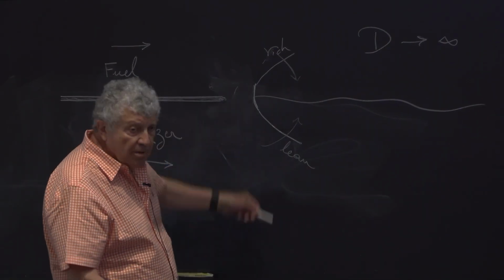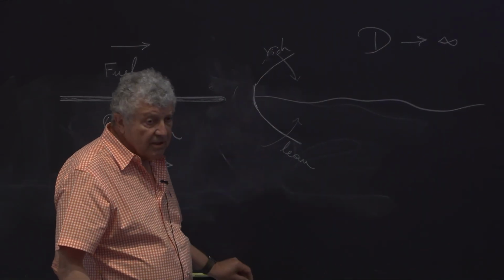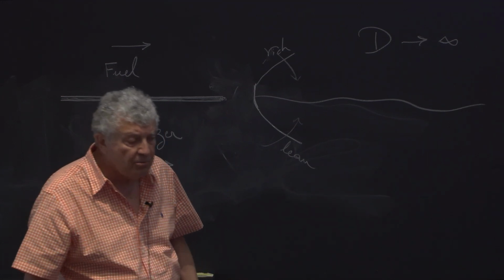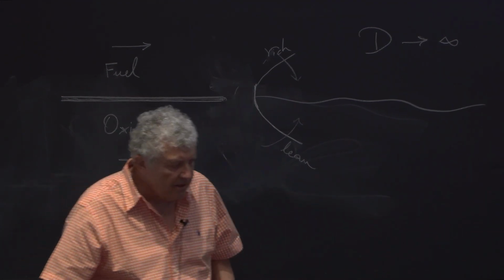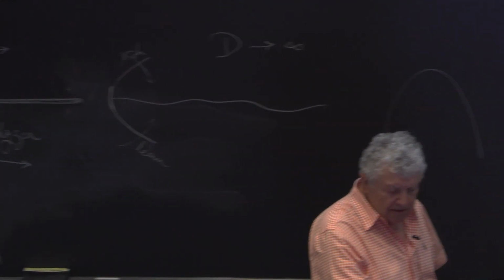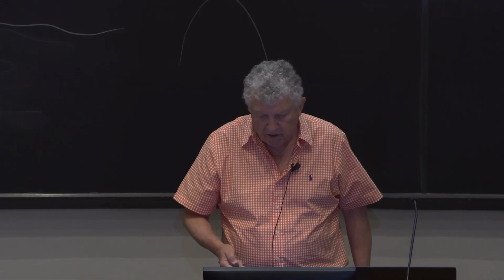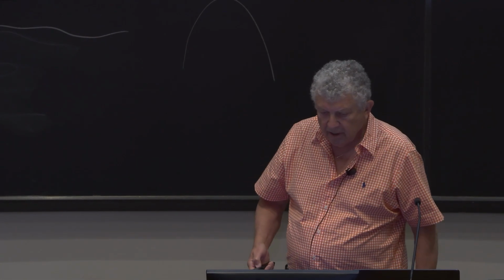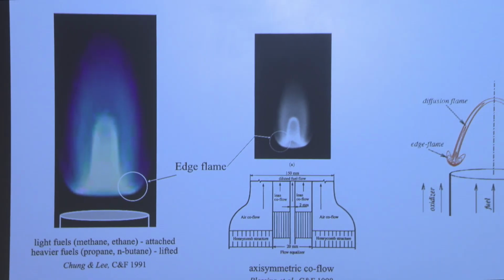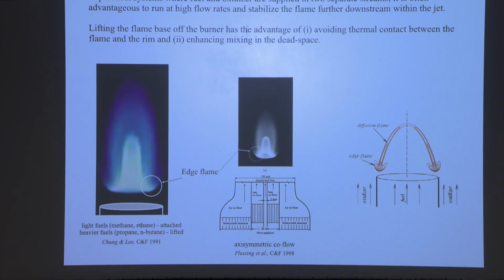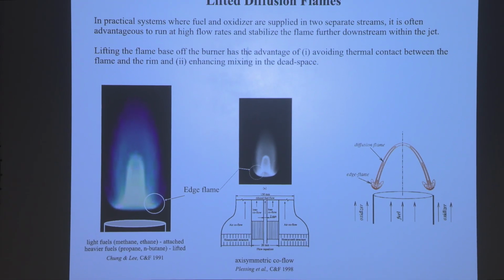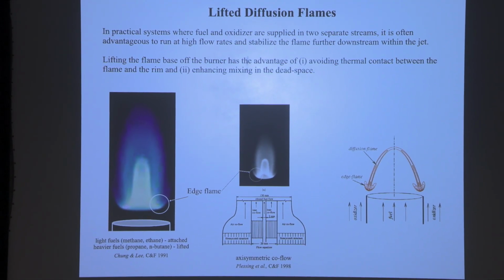Sometimes they call it a triple flame because it has three branches, but I don't like that term, though it is a term used. And sometimes it's called a tribrachial flame because it has three branches. So edge flame is a pretty good term.